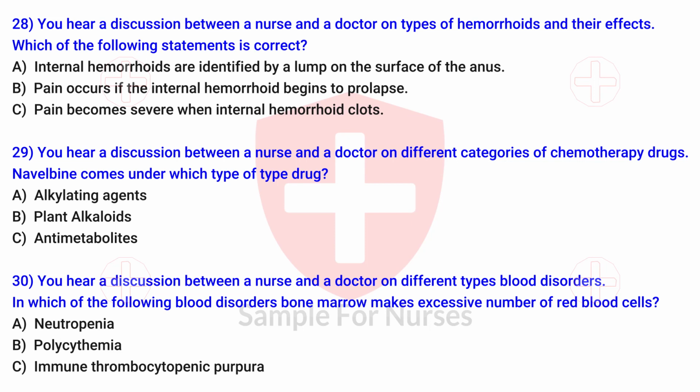Question 30. You hear a discussion between a nurse and a doctor on different types of anemia. Now read the question.